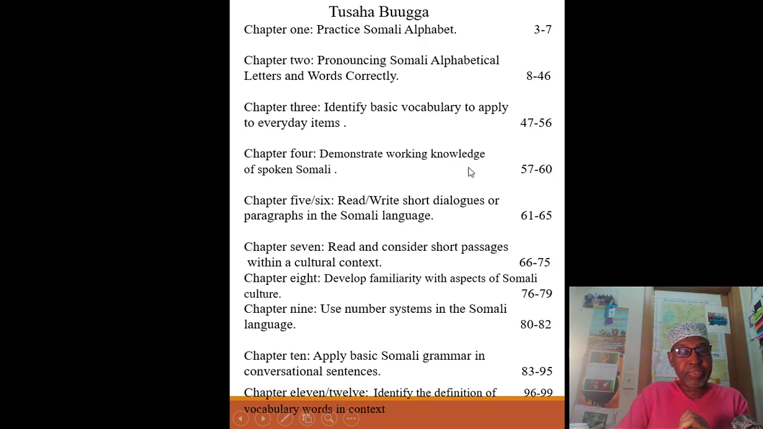Chapter 3, you will learn vocabulary words, such as the names of animals and things and everything that you can use every day. So in this section, chapter 3, you have a picture and a word. So it will be easy to understand. You read the word and you see the picture and you apply, that's it.